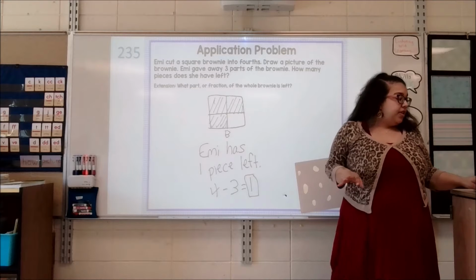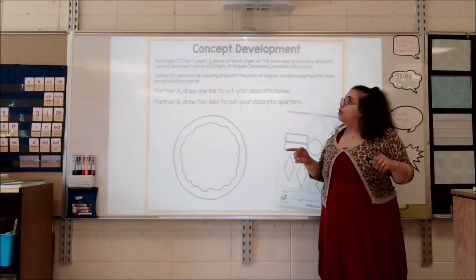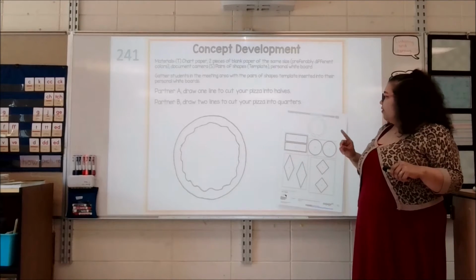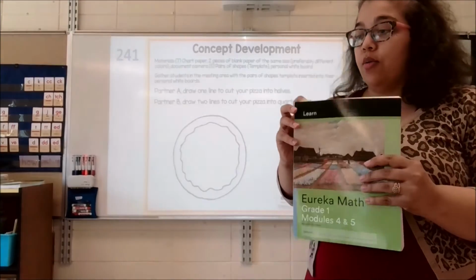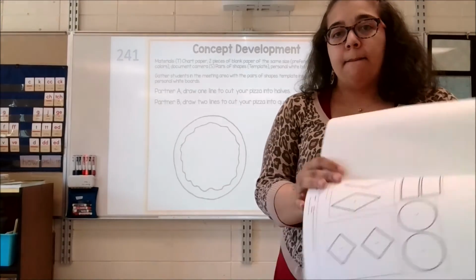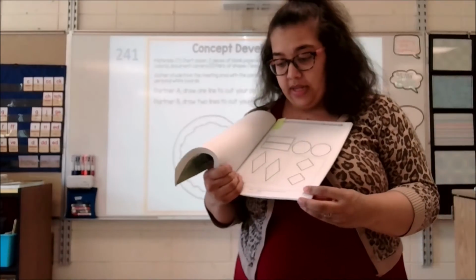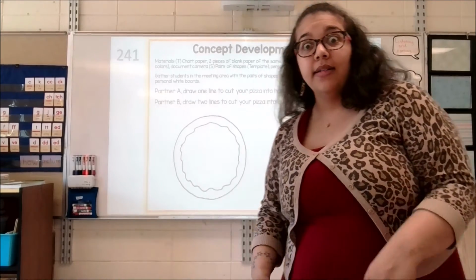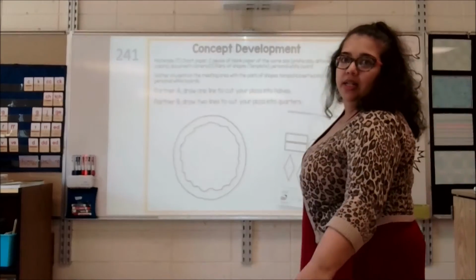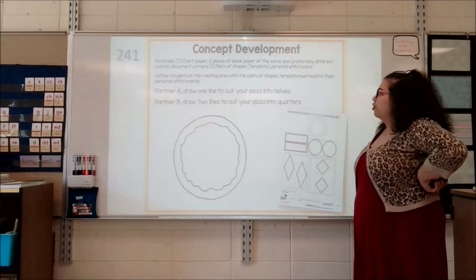Now, before you put this book away, because I know we're going to switch and work on the problems out of the homework book, I want you to tear out this template on page 241, also in your Learn book. That way you can be practicing to partition shapes. Partition meaning cut into equal pieces, because we're going to partition shapes and identify halves and quarters of circles and rectangles.